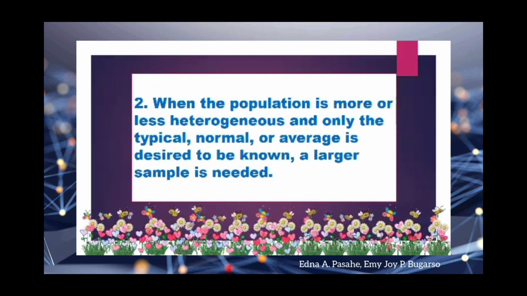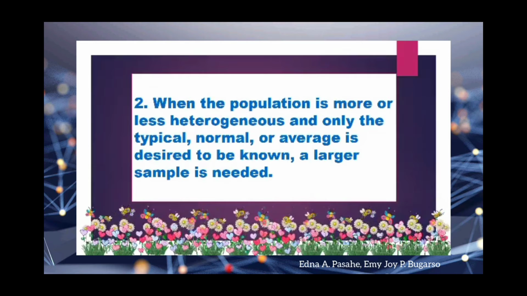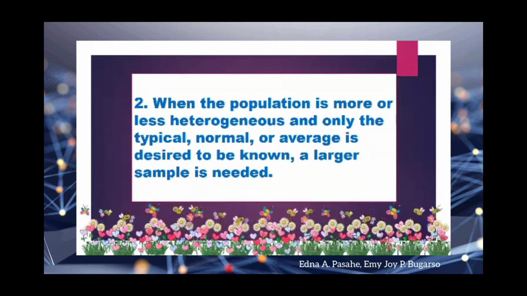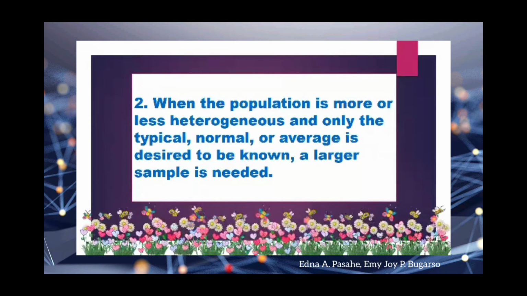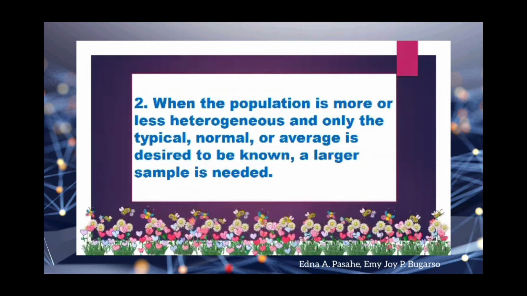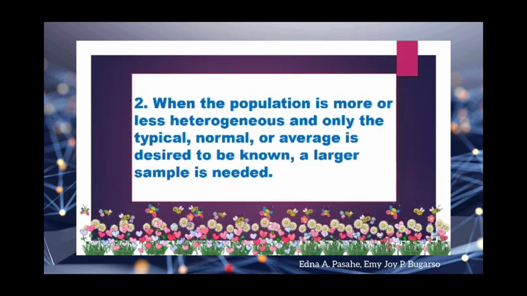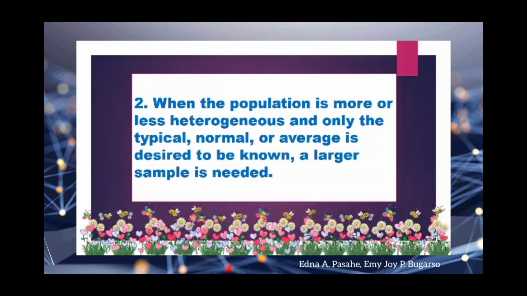Second, when the population is more or less heterogeneous and only the typical, normal, or average is desired to be known, a larger sample is needed. However, if only their differences are desired to be known, a smaller sample is sufficient. So the first and the second one are somewhat opposite.